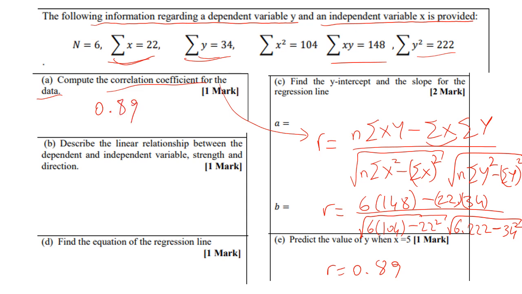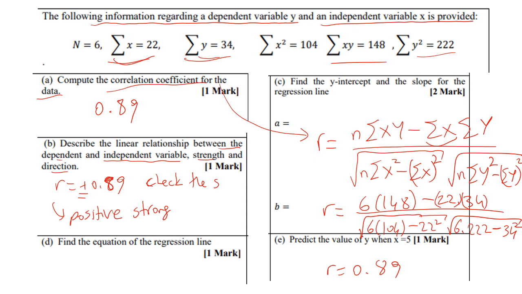And describe the linear relationship between the dependent and independent variables, strength and the direction. So here R is positive, 0.89. So first, since it's positive, we say it's a positive. And 0.89 is, I think this is strong, positive, strong.